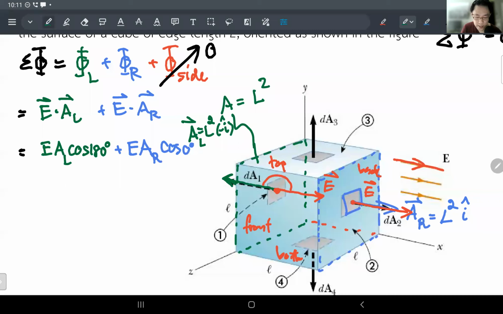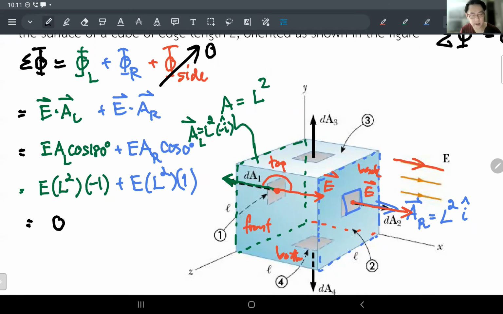Now I just substitute the numbers here. E L square, cosine 180 is -1. For the blue, E L square, cosine 0 is 1, and that's it, guys. I get 0 at the end. You're done.